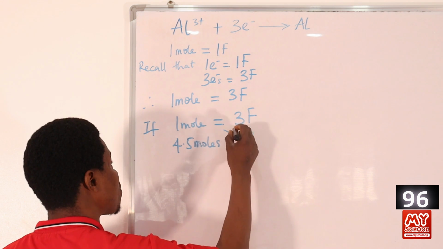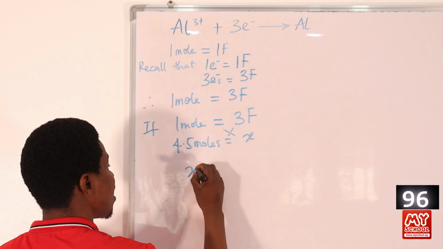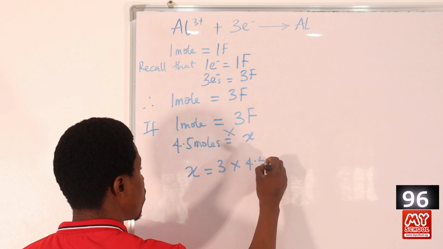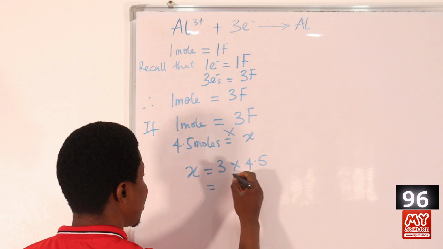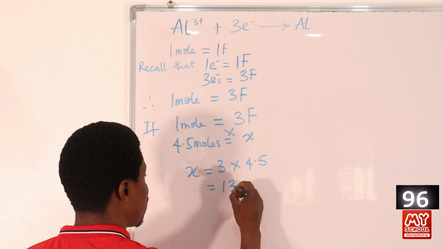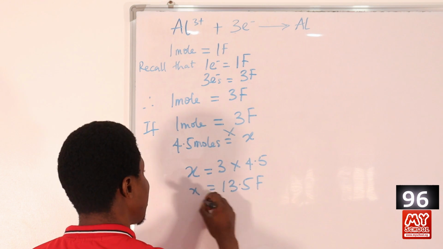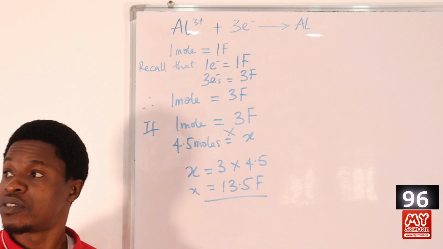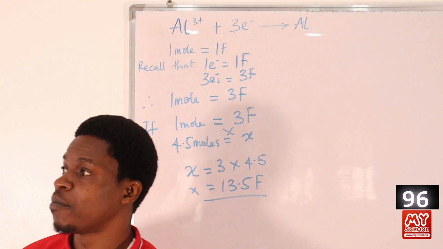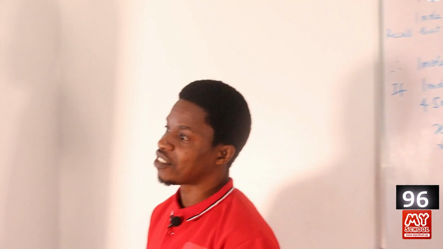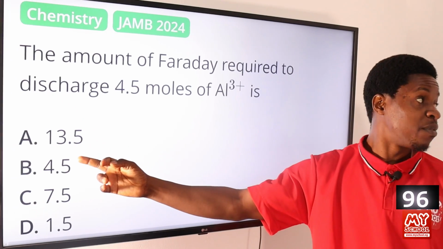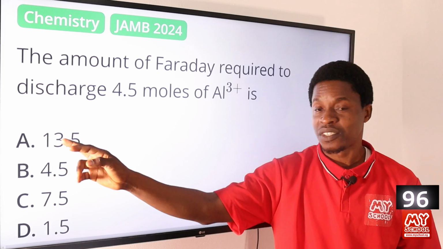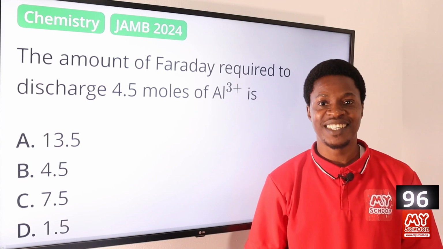If you cross multiply, we have 1 times x, that is x, then 3 multiplied by 4.5. If you multiply that together, we have 13.5 Faraday. So the amount of Faraday required to discharge 4.5 moles of aluminium ion is, let's move to the screen, option A, 13.5 Faraday. We have 4.5, 7.5, 1.5. So the correct answer is option A.